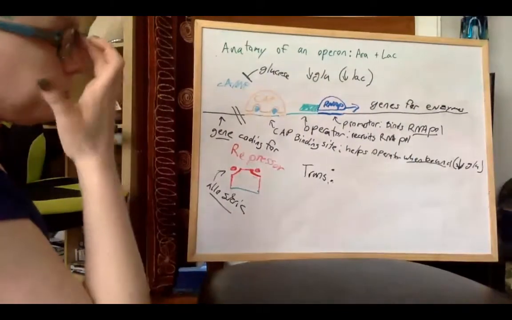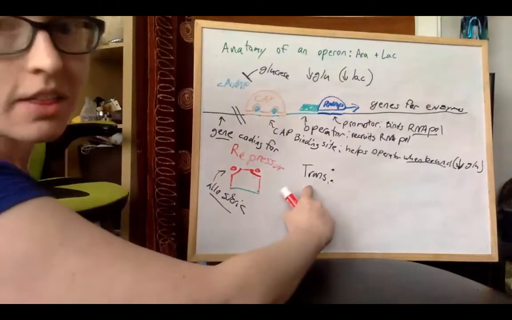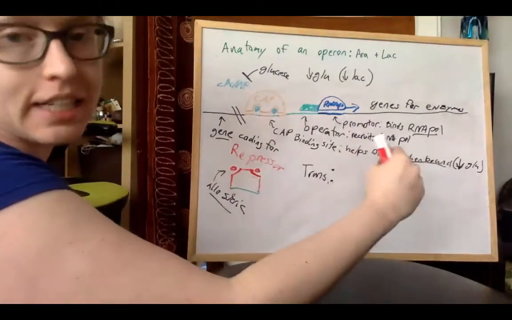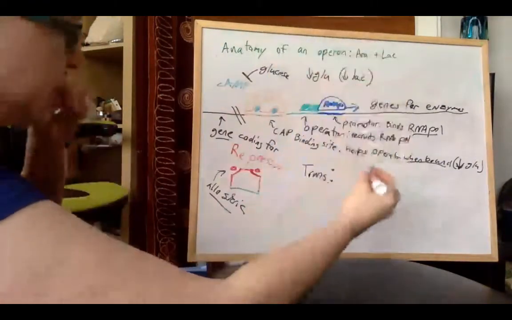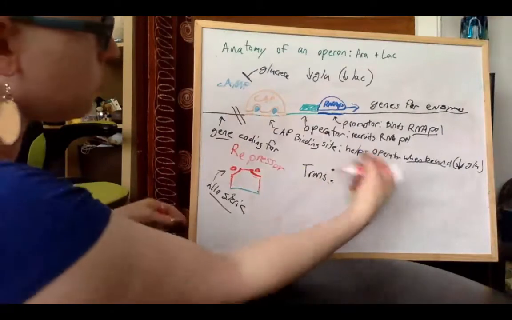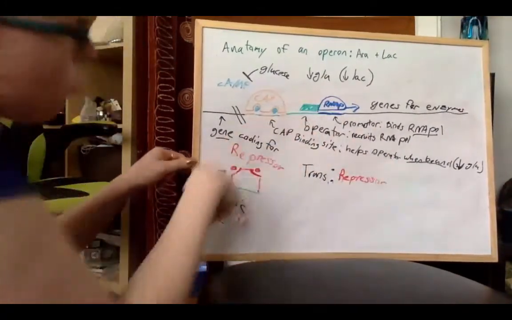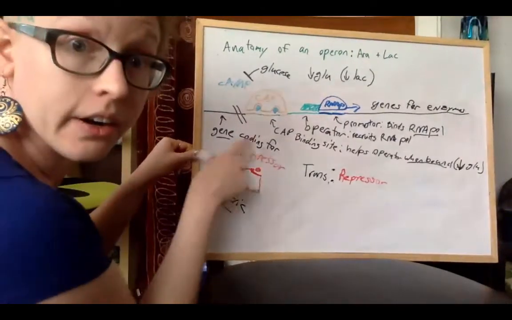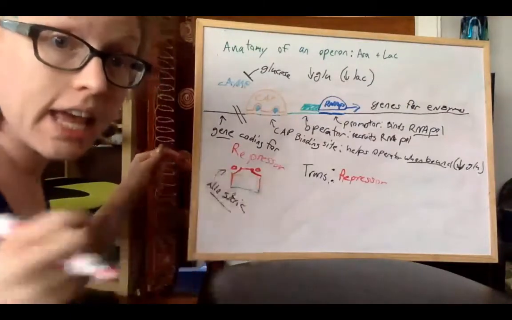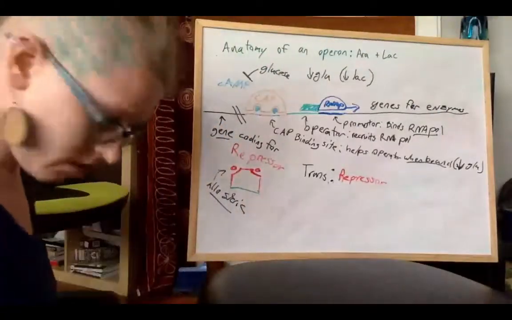Okay, so trans means that it can regulate stuff that's not directly connected to the same DNA. So a trans acting factor is something like a repressor. Regardless of where the gene is for this thing right here, it's still going to act on every available operator. CAP is also an example.